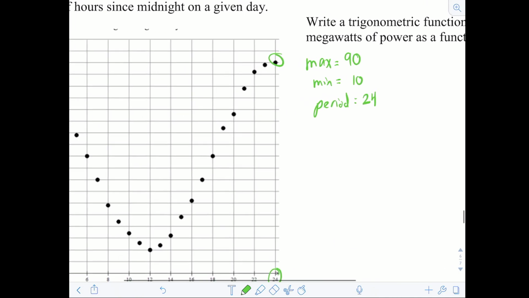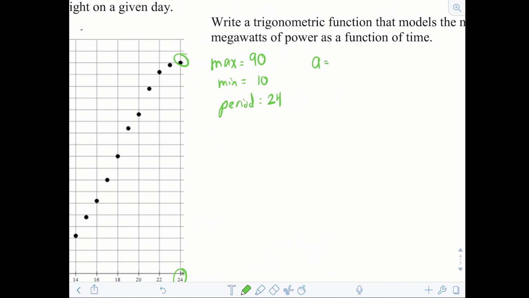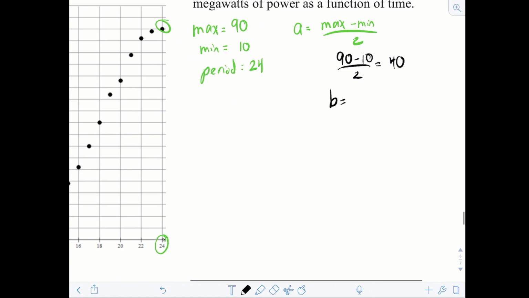And then I should be able to set up my whole equation. So A is equal to max minus the min, divided by 2. That's 90 minus 10, divided by 2, which gives me 40. My B value is going to be 2 pi over the period, so 2 pi over 24, which is also pi over 12.